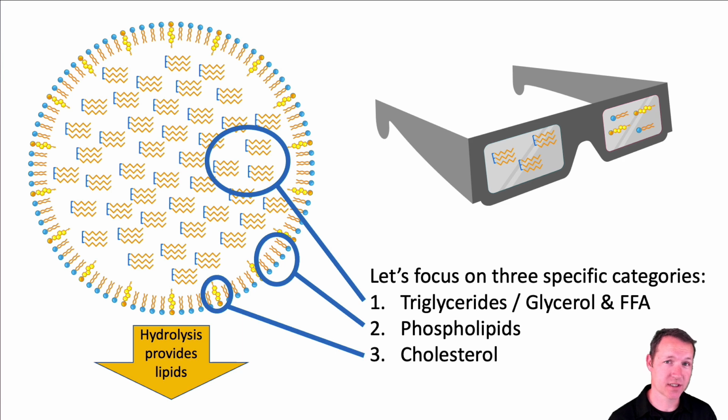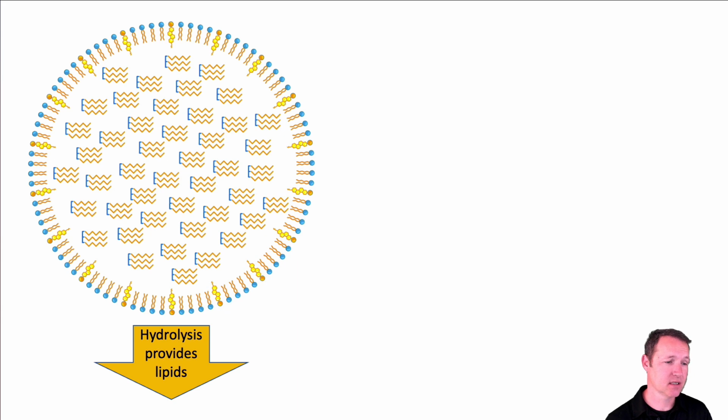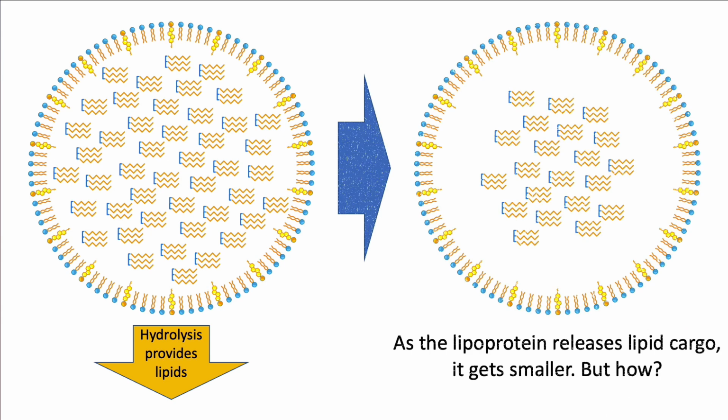Obviously, that's a major focus of this talk, and for good reason, because now we need to discuss what happens following this hydrolysis, where it's providing all of these triglycerides on board. Well, now that there's less, what happens? As this lipoprotein releases lipid cargo, it needs to get smaller. But how does it get smaller?